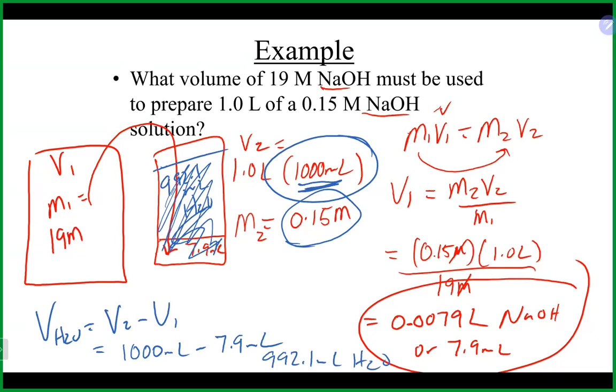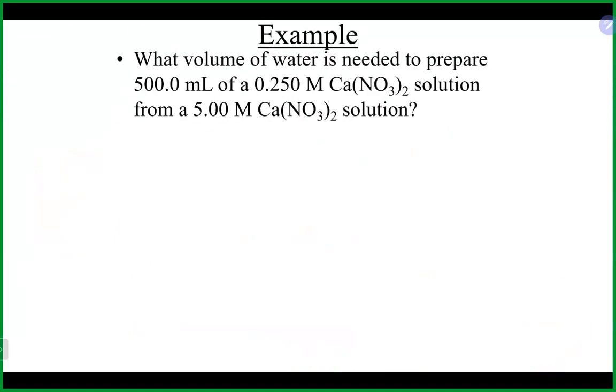All right, let's try the next one here that we got going. How much water is needed to prepare 500 milliliters of 0.25 molar calcium nitrate from a 5 molar calcium nitrate solution?